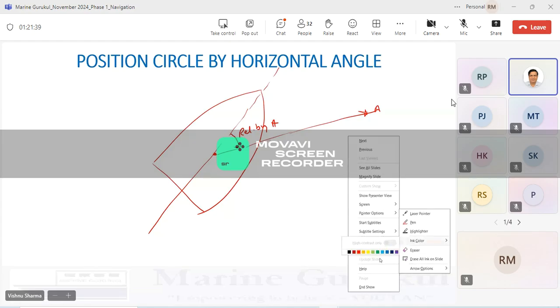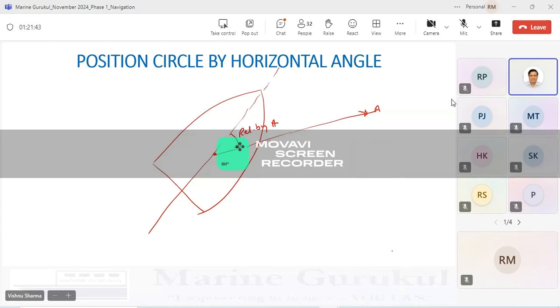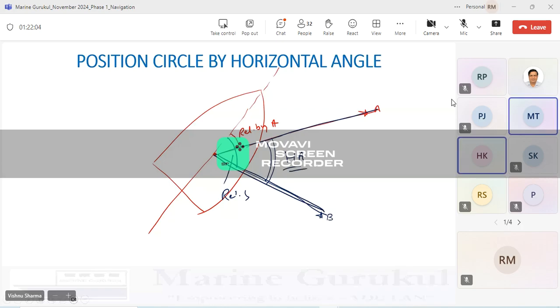Now, if I mark B somewhere there, I'll also get the relative bearing of B. Let's say B is somewhere here, and I join this line. This will be the relative bearing of B. What is the difference between the two? Is it again not the horizontal angle, guys? Am I right? The difference between the two is again the horizontal angle, yes or no? Yes, sir. Praveen, you got your answer? Yes, sir. Understood, sir.